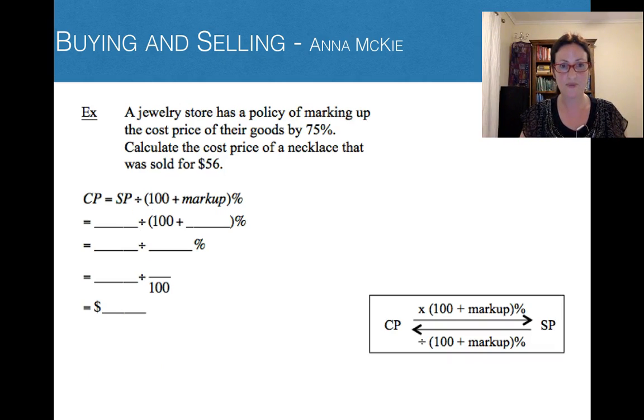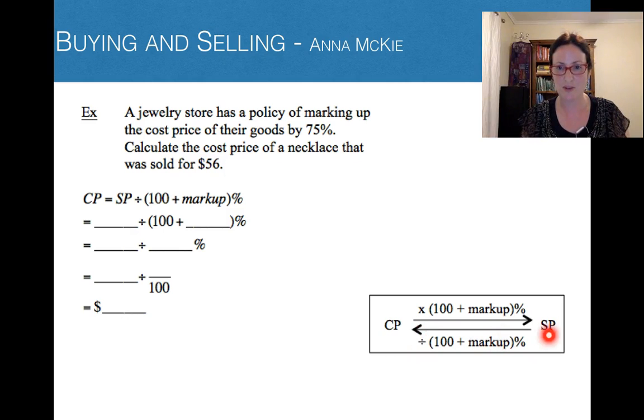Moving on. This time a jewellery store has a policy of marking up their cost price by 75%. Now this time around they sold a necklace for $56. So we need to work out how much they paid for it originally as their cost price. So we've got this formula here. If you're unsure as to which one to use, think about what information you've got. You have to calculate the cost price and it's sold for 56. So if it's sold for 56, then that's the selling price, and you want to go back to work out the cost price.